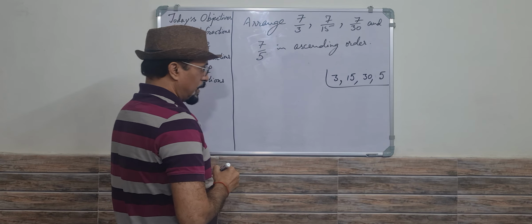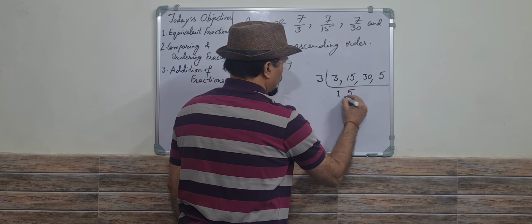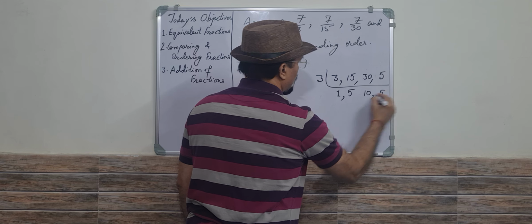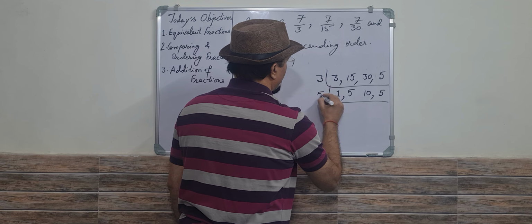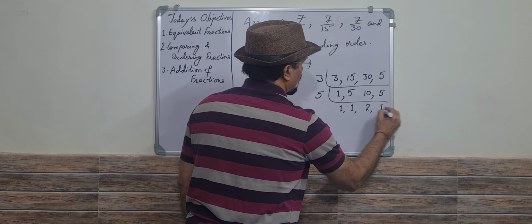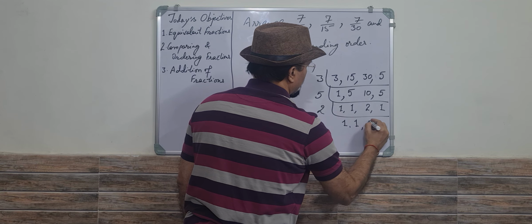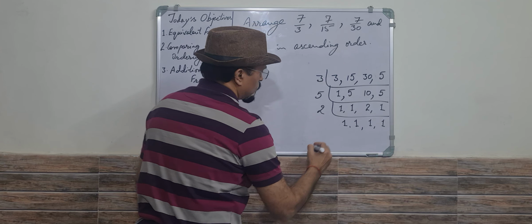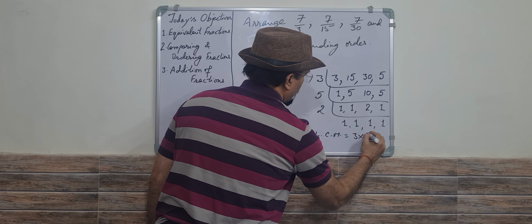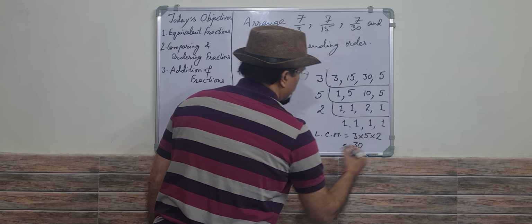To find the LCM, let us start with 3. 3 ones are 3, 3 5s are 15, 3 times 30, and then 5. Then let's start with 5. 1, 1, 2, 1, and then 2, 1, 1, 1, 1, 1. So LCM is equal to 3 into 5 into 2 is equal to 30.